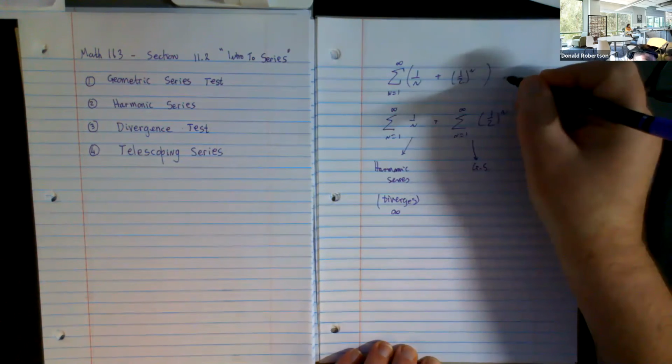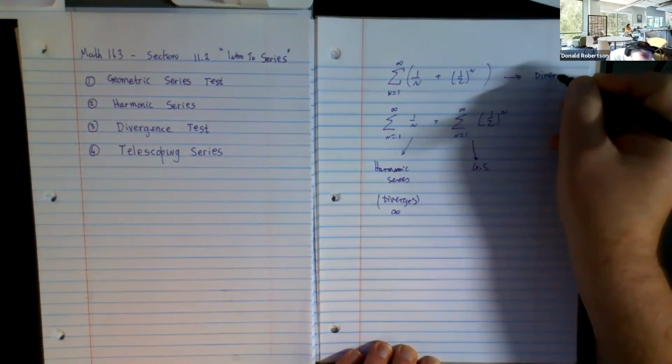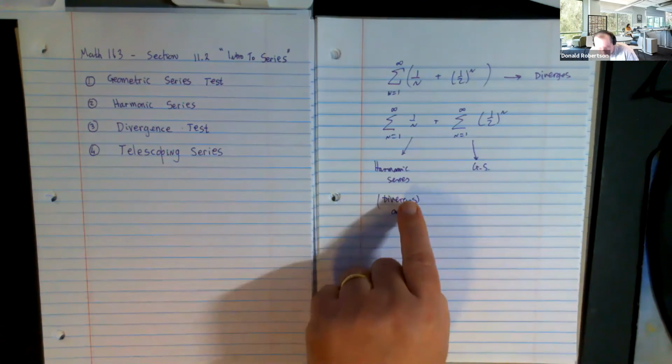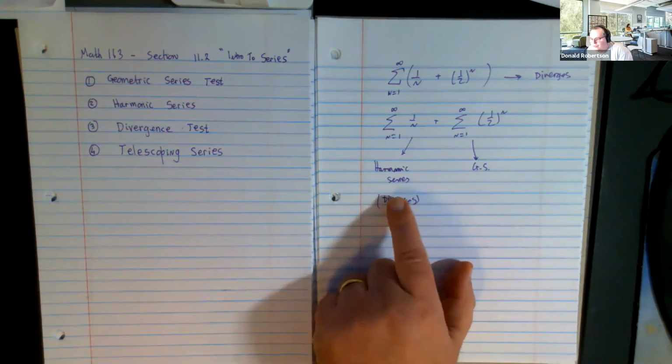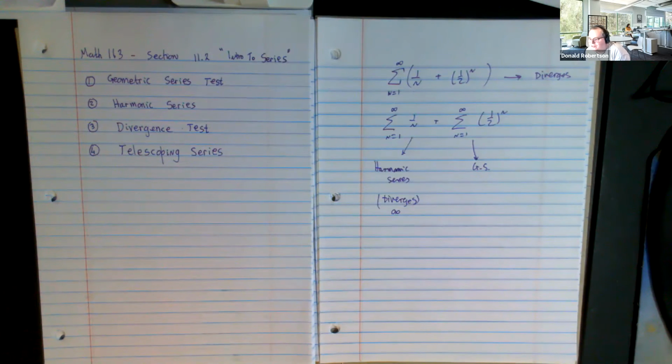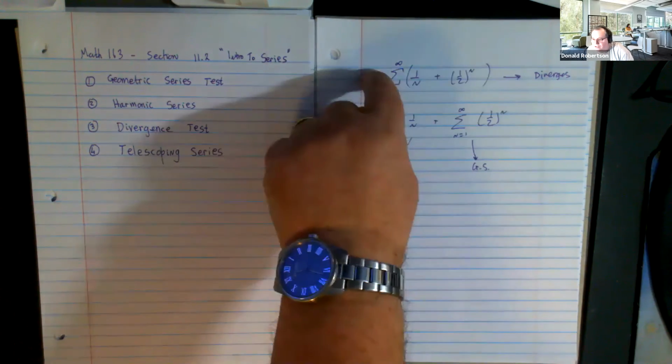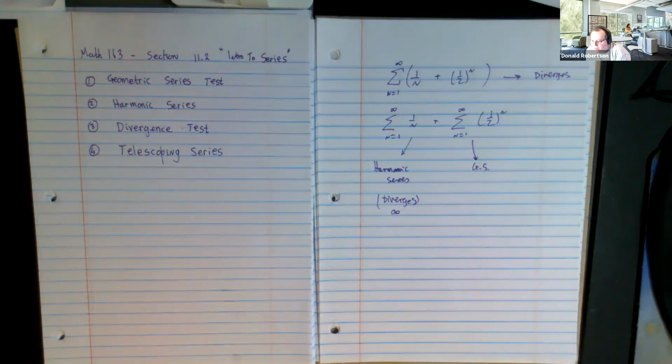So what does that tell me? It tells me that this entire series diverges. Because if this is infinite, does it really matter if that adds up to 4/3 or 2? Won't it have no effect? Infinity add 2 is still infinite, right? It's still going to be diverging, right? So break them into 2 pieces. If either one of those 2 pieces diverges, then the entire combined series also diverges. That makes sense?